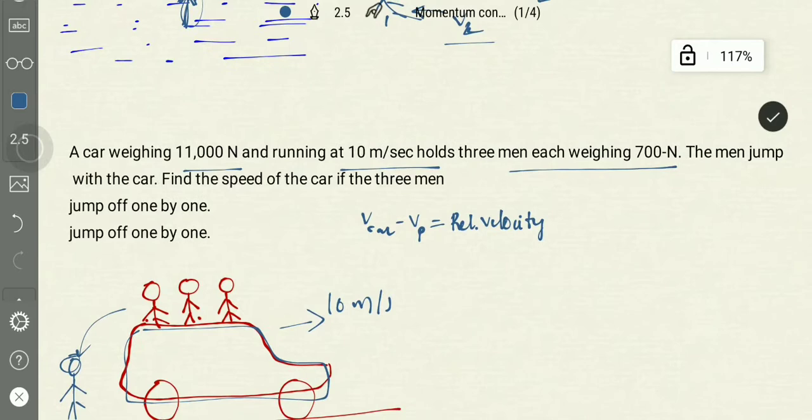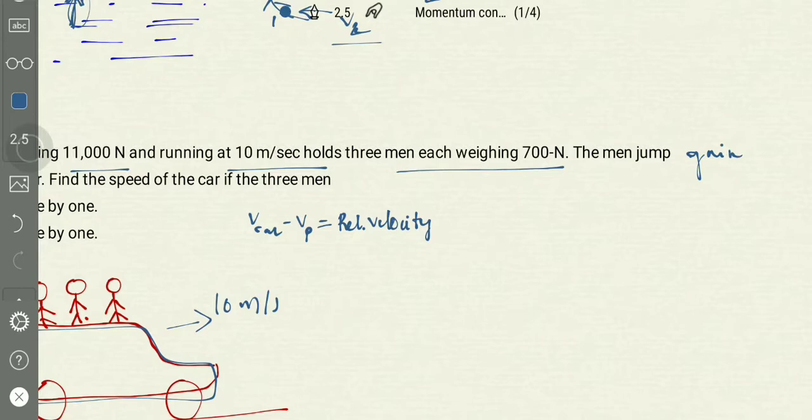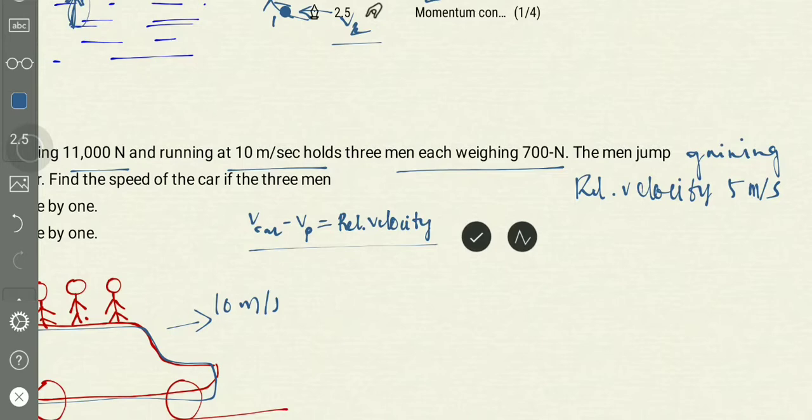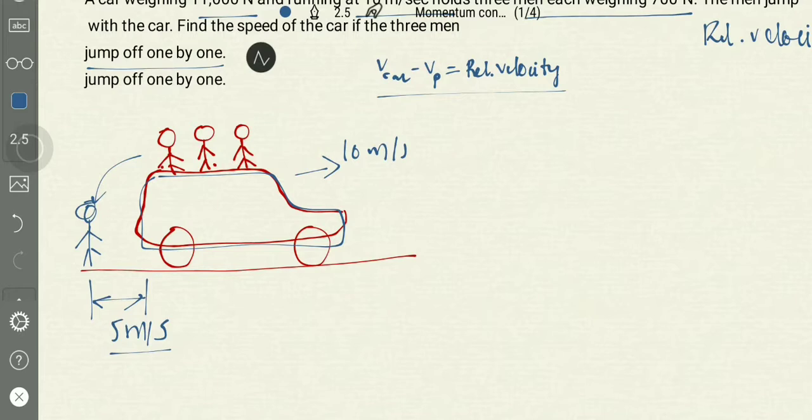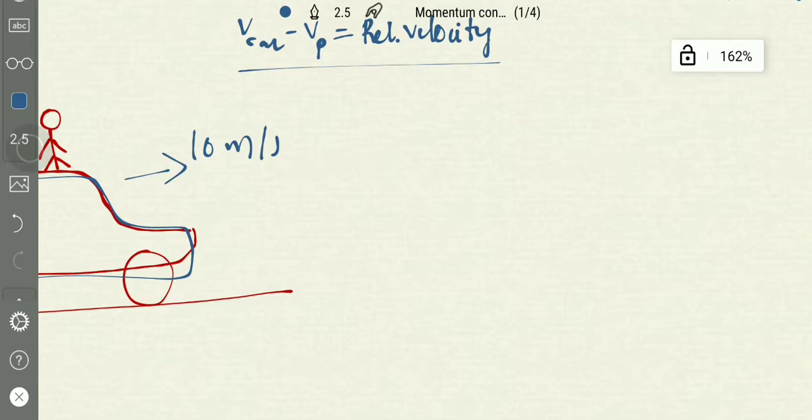The men jump, gaining relative velocity 5 meter per second. If it is 5 meter per second, then this is the relative velocity. Find the speed of the car if 3 men jump off one by one. If one man jumped off, the velocity of this car increases to a slight extent, and if another man jumps, the velocity increases, and if another man jumps, again the velocity increases. So what is the final velocity by each jump? So in order to find this, we need to apply this conservation of momentum principle.